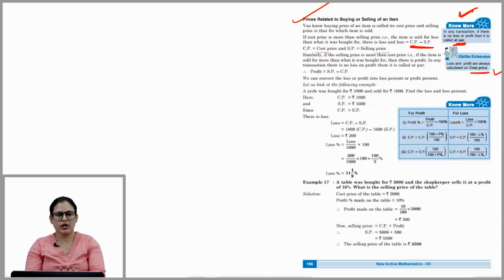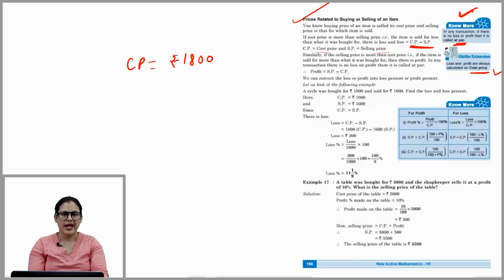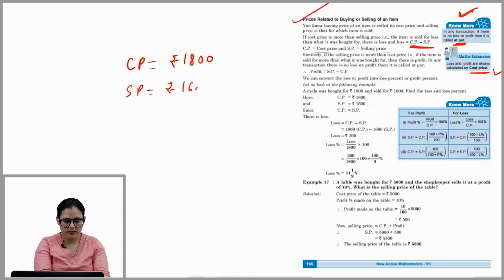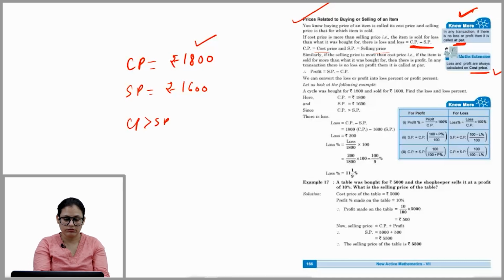Okay, now let's look at the example. A cycle was bought for rupees 1800, means the CP is rupees 1800, and sold for rupees 1600, means SP is rupees 1600. We have to find the loss and loss percent. He bought at 1800 and sold it for 1600. Clearly it is a loss because CP is greater than SP. So how are you going to find loss? CP minus SP. So 1800 minus 1600. Okay, so loss of 200 rupees.